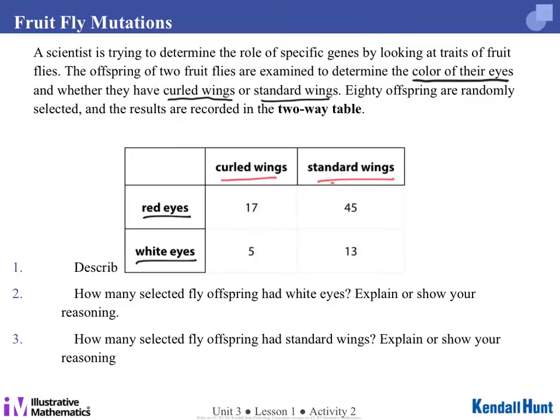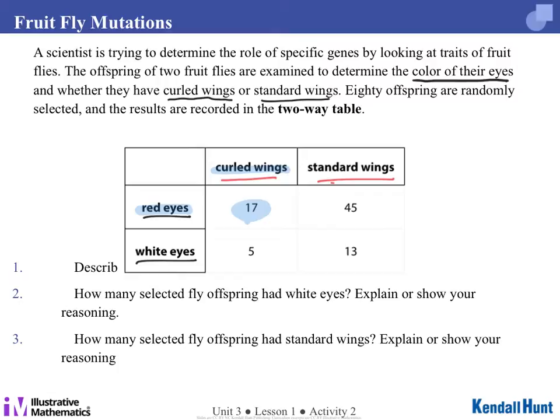So when we look at the 17 in this table over here, we're looking at this piece of information, which means that we're looking at these fruit flies that have red eyes as well as curled wings. So 17 of them have red eyes and curled wings.